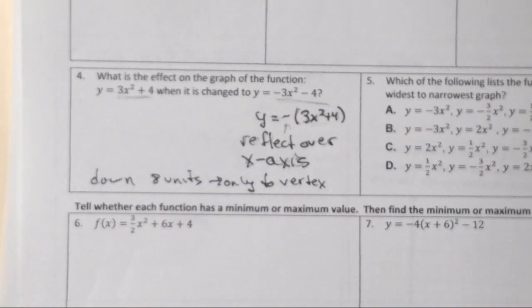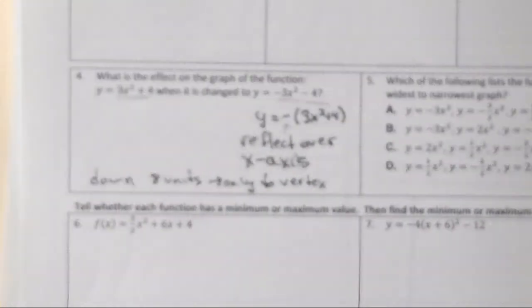Okay, here's number 4. It says, what is the effect on the graph of the function y equals 3x squared plus 4 when it is changed to y equals negative 3x squared minus 4? And see if I can get a better focus on this thing. It's been giving me trouble with the focus, but I have the answer right there.